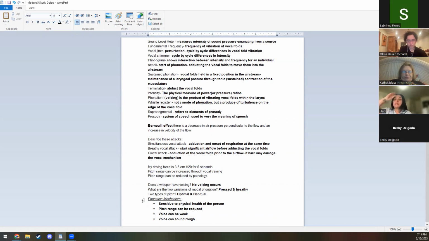And then the phonation mechanism. Sensitive to physical health of the person, pitch range can be reduced, voice can be weak, and voice can sound rough.